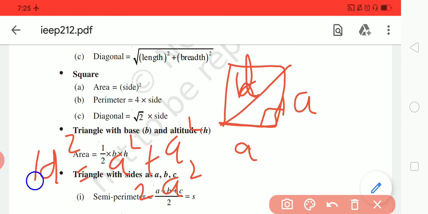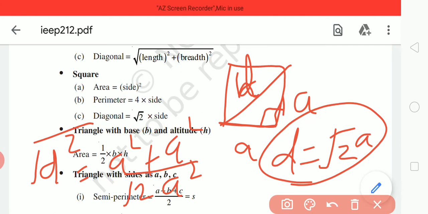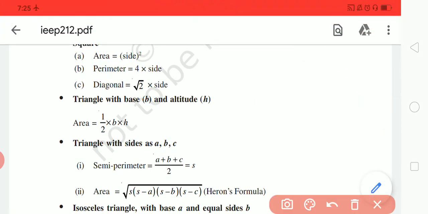Now taking square root on both sides, you will get D equal to, you know that A square and square root will cancel out, but root 2 will remain the same, because 2 is not a perfect square. So D is equal to root 2 into A. A is the side, so root 2 into side. Now come to the triangle, that is our main focus of the chapter.